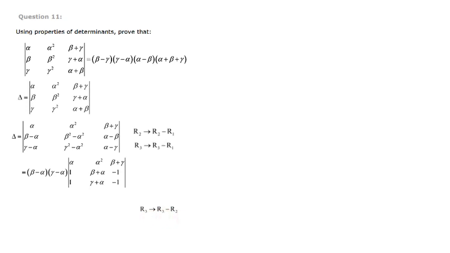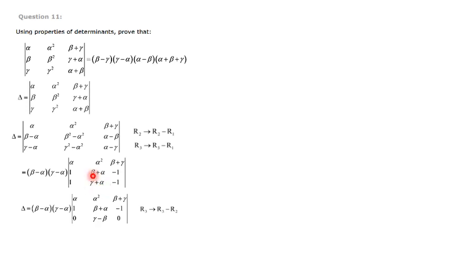R3 changes to R3 minus R2 in the sense we can make this element 0, that is 1 minus 1 we will get as 0. Again minus 1 minus minus 1, that is minus 1 plus 1, that element also will be 0. For that we are using this operation. Let's take that operation, that is delta is equal to beta minus alpha into gamma minus alpha. Then first row remains the same, alpha, alpha square, beta plus gamma. Second row also remains the same, 1, beta plus alpha, minus 1. Then R3 is changing, R3 minus R2, 1 minus 1 is 0.